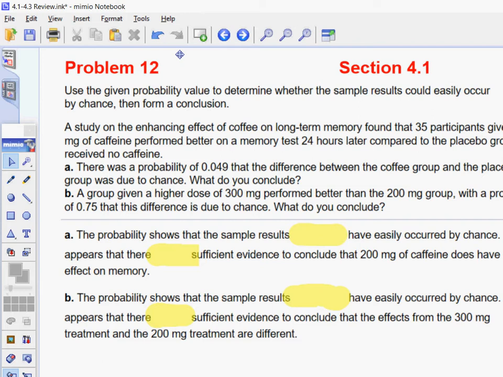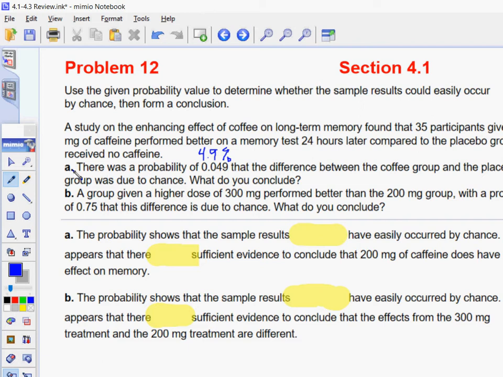This is a good time to express this probability as a percentage, just to give us some intuition into the problem. So think of it this way, a 0.049 probability. How about we express it as a percentage? That would be 4.9%. That's a 4.9% likelihood that this is just due to chance. That's not very likely that it's just due to chance. There may be something here.